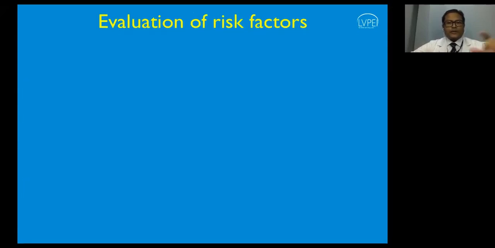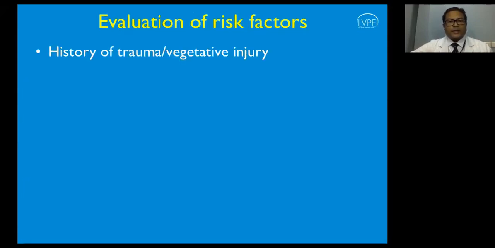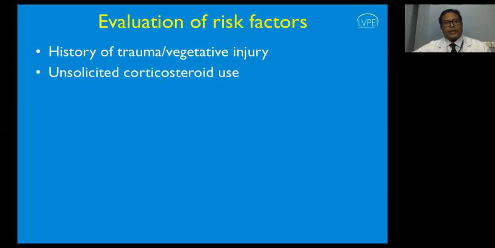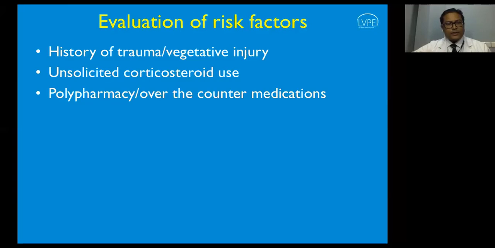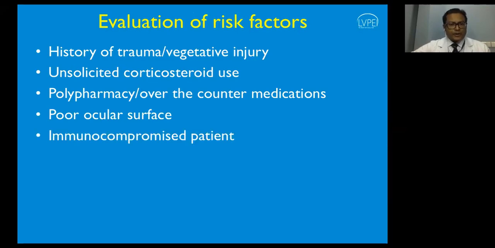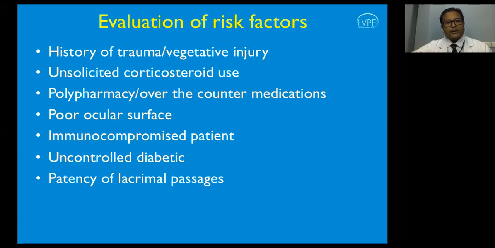So when we summarize the important risk factors, the most important risk factor is trauma or vegetative injury, unsolicited corticosteroid use, polypharmacy or over-the-counter medications, and poor ocular surface, immunocompromised patient, uncontrolled diabetes, and lack of patency of the lacrimal passages, and contact lens use.